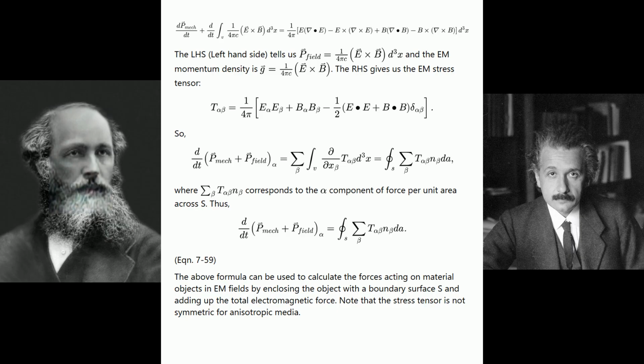The right-hand side gives us the EM stress tensor. See the next equation. So, see the equation shown, where the sum over beta of T sub alpha beta n sub beta corresponds to the alpha component of force per unit area across S. Thus, equation 7-59. The above formula can be used to calculate the forces acting on material objects in EM fields by enclosing the object with a boundary surface S and adding up the total electromagnetic force. Note that the stress tensor is not symmetric for anisotropic media.